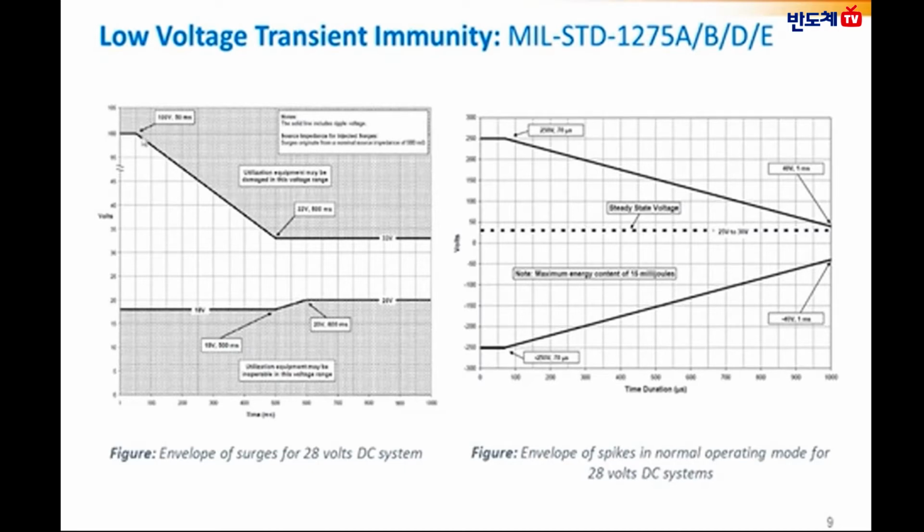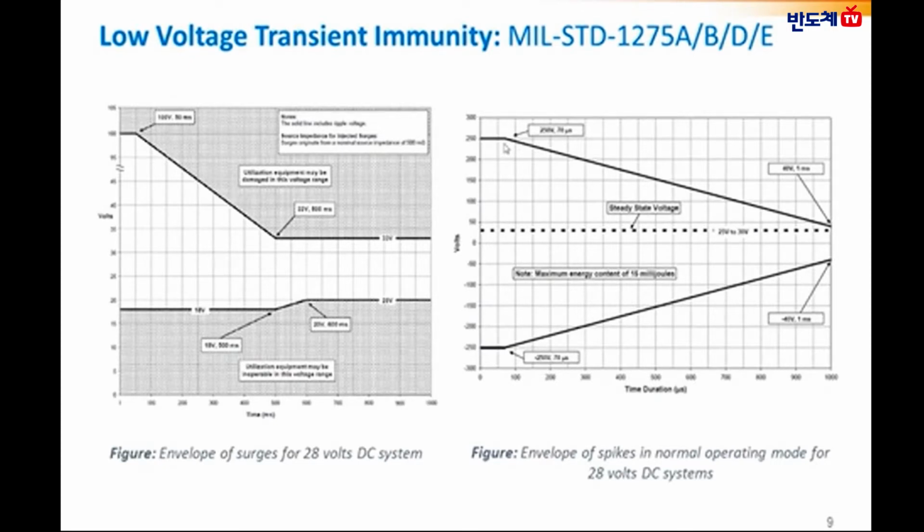Certain abnormal transients are also applicable for transient immunity tests, which are stated in the MIL standard 704F document in the tables HDC 1053 and HDC 3023. Similarly, for the low voltage 28 volts DC system, the transient immunity levels are from the MIL standard 1275 document.